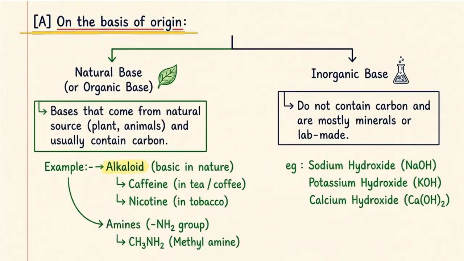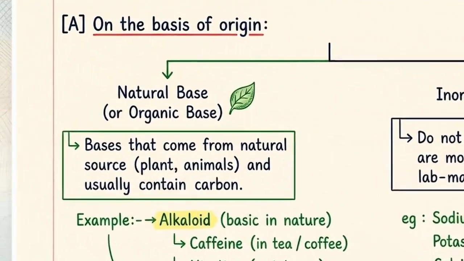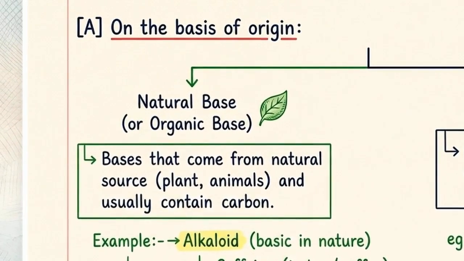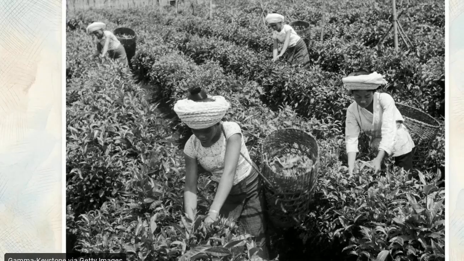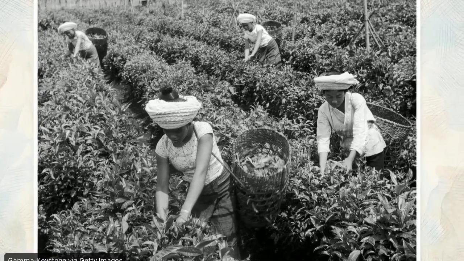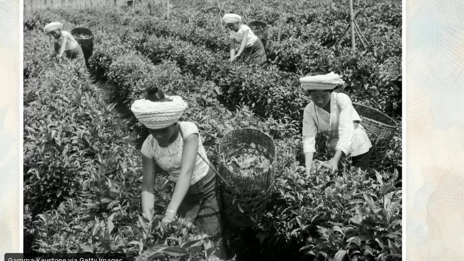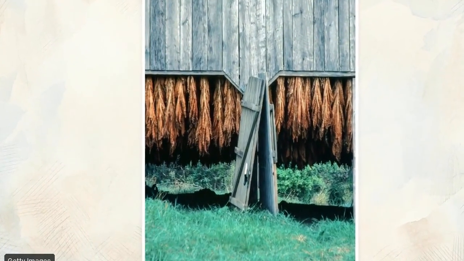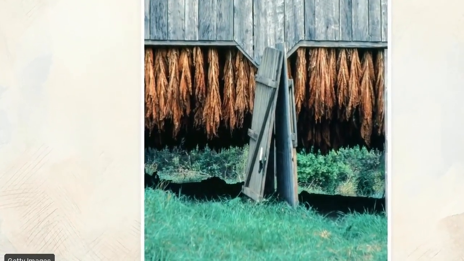This flowchart maps the first axis, origin. Every compound splits into one of 2 paths, natural bases or inorganic bases. Following the left branch, natural or organic bases are defined by the structural presence of carbon, typically sourced from plant and animal biology. A ubiquitous example of an organic alkaloid is caffeine, extracted directly from harvested tea leaves and coffee beans. Nicotine is another carbon-heavy organic alkaloid, naturally synthesized within the cellular structure of the tobacco plant.